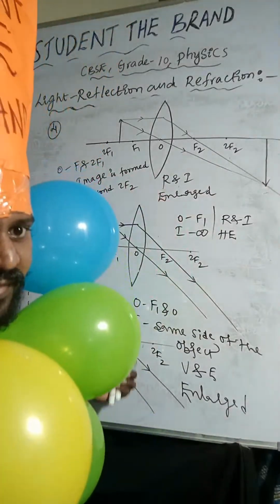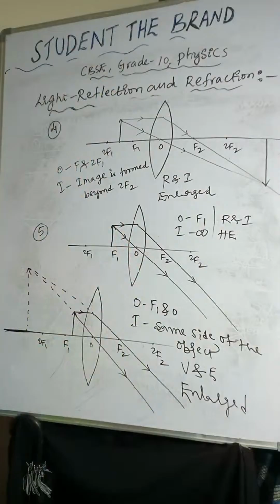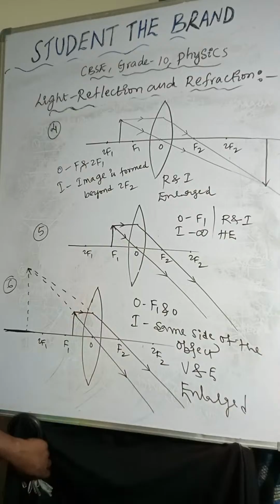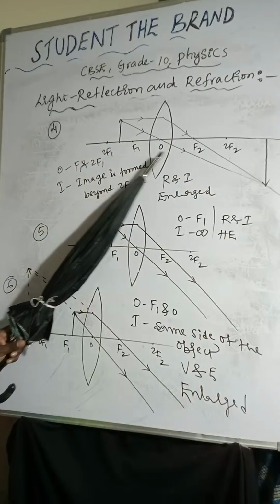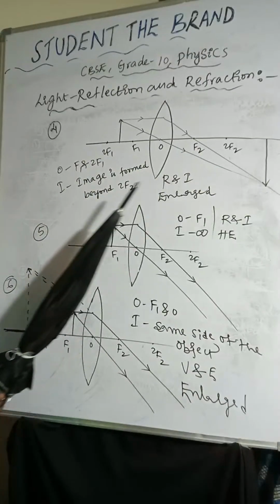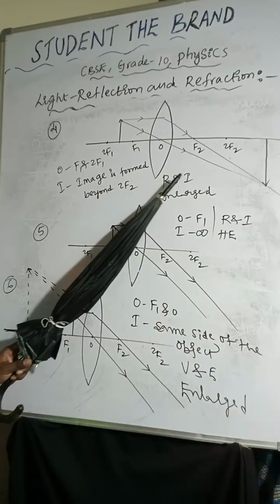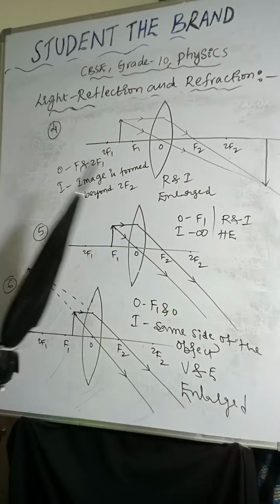So this one is very, very important, the size of the image. This is the sixth case. You can check once. These are the three image formations. In this case, you can observe the object is placed between 2F1 and F1. The image is formed beyond 2F2. The nature of the image is real and inverted, and the size of the image is enlarged.